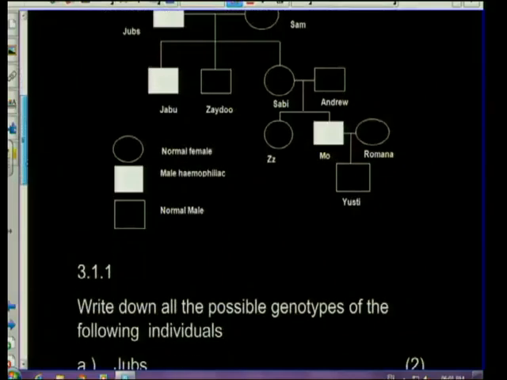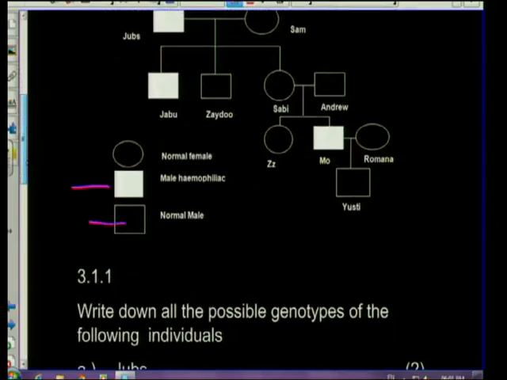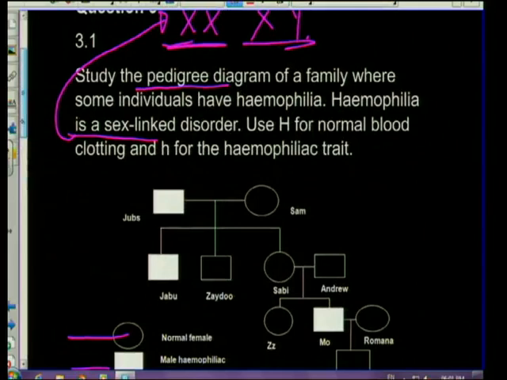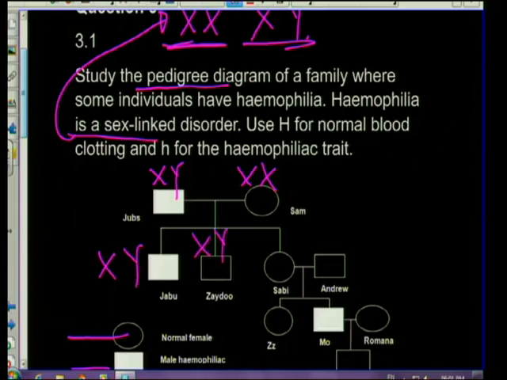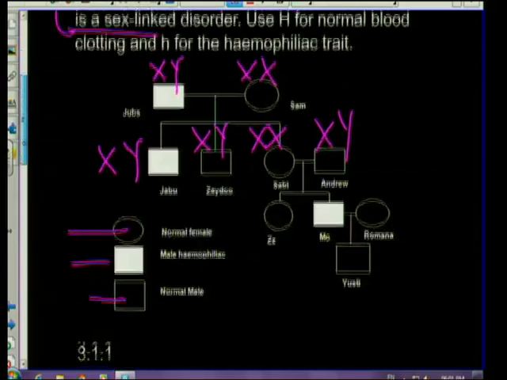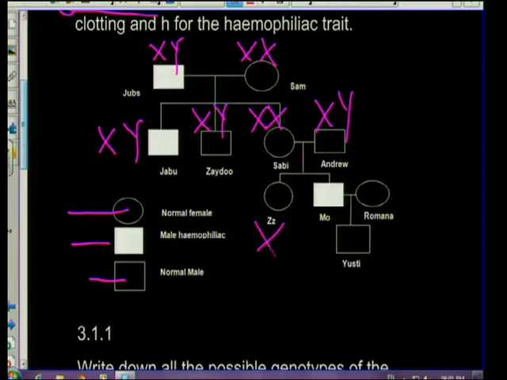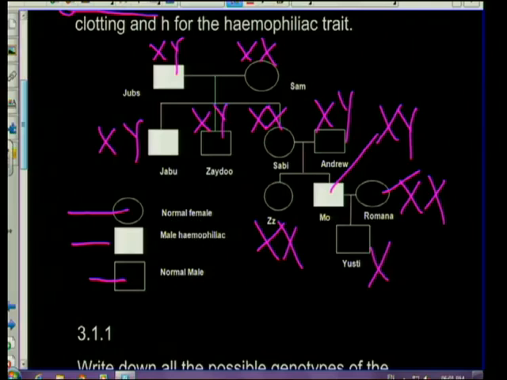Now let's look at this particular one. Males are squares and females are circles. So what do we do before we even start? We put X, Y by the males and X, X by the females. X, Y, X, Y, X, X, X, Y. And so we go on with this one here: X, X, X, Y, and X, X there, and again X, Y there.